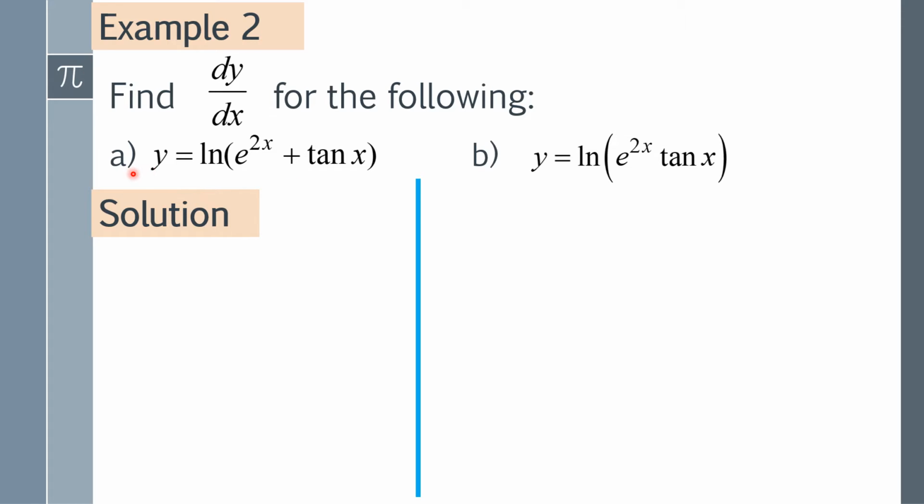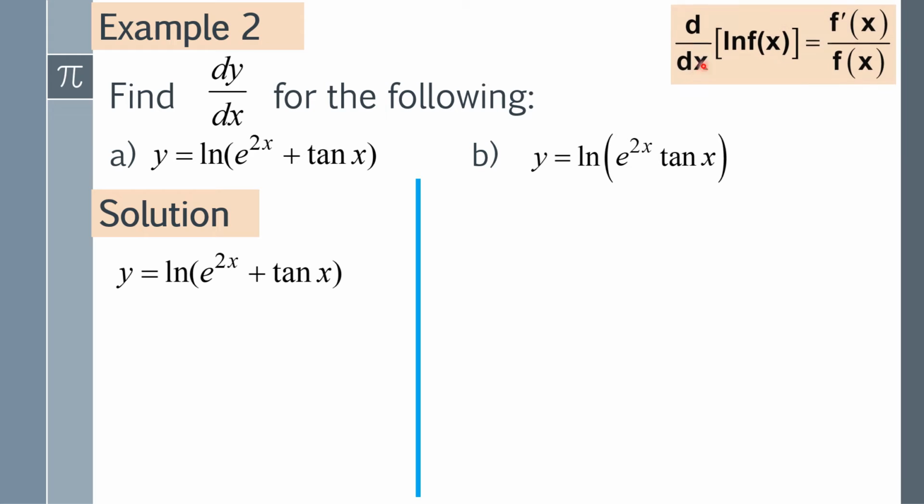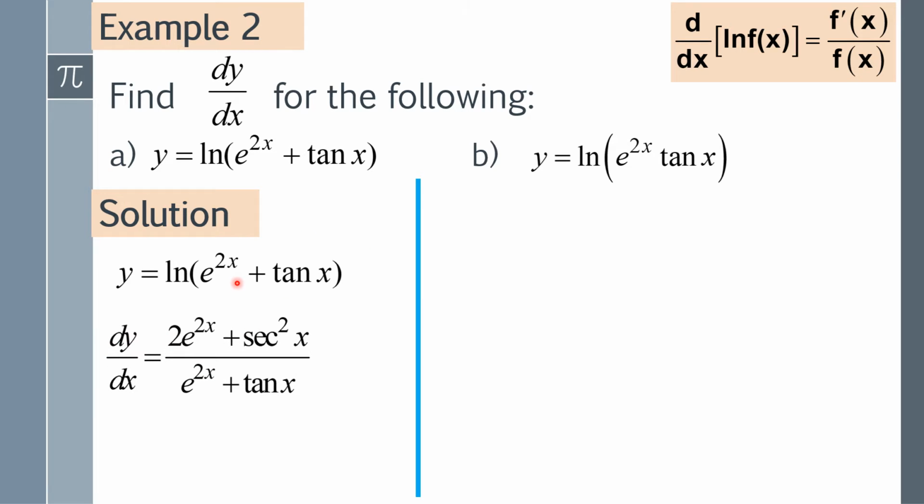For example 2a, we have ln here. So we differentiate ln by using d/dx of ln f(x) equals f prime x over f(x). Again, we copy e to the power of 2x plus tangent x and put it at the bottom. Then we differentiate e to the power of 2x plus tangent x. We have 2e to the power of 2x plus, differentiating tangent, we get secant squared x. So the answer for this question is dy/dx equals 2e to the power of 2x plus secant squared x, over e to the power of 2x plus tangent x.